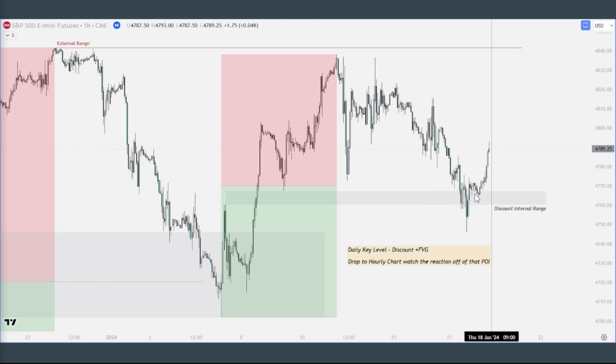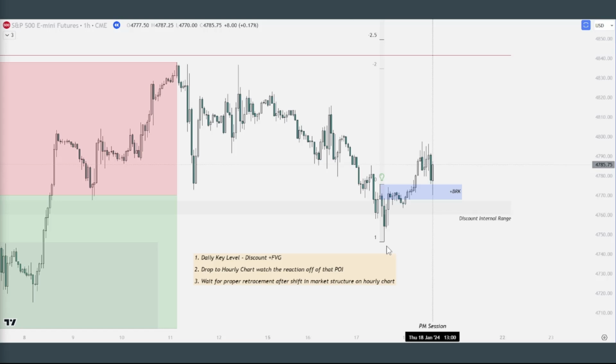So what I'm doing is checking for market structure to align with our drawn liquidity to these external range highs. Narrowing it down even more, after we drop to our hourly chart and wait for the reaction after the reach of our POI, which was this discounted fair value gap, we wait for a proper retracement after a shift in market structure. So we had price close above this last up close candle, and we retraced into the hourly bullish breaker block. And as you can see, I marked off the time. This was the start of the PM session during New York.